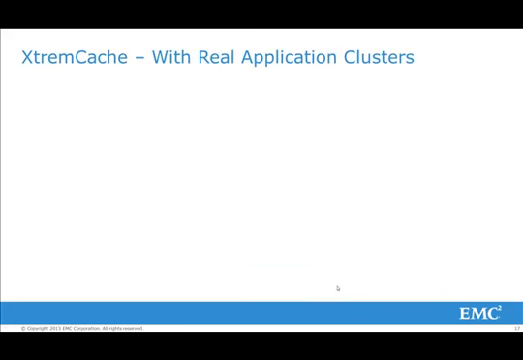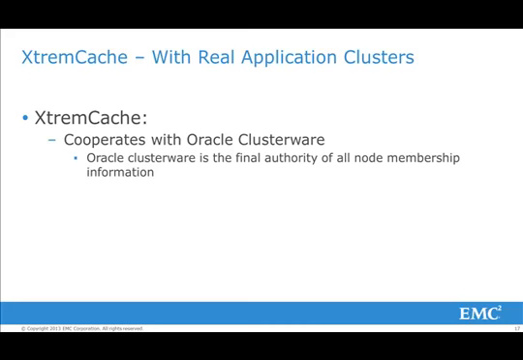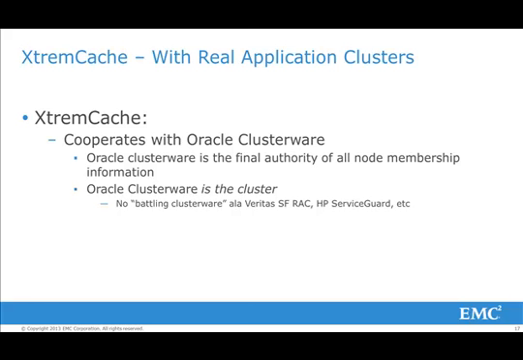So, moving on. We're here to talk about real application clusters with XtremCache, so we need to talk about clusterware. XtremCache cooperates with Oracle Clusterware. Oracle Clusterware is the final authority of all node membership information. Might as well just say that Oracle Clusterware is the cluster. That means there's no battling clusterware. Some of us may recall cluster architectures of yesteryear, for instance, Veritas Storage Foundation for RAC or HP Serviceguard, what have you. None of that comes into play with XtremCache and RAC.